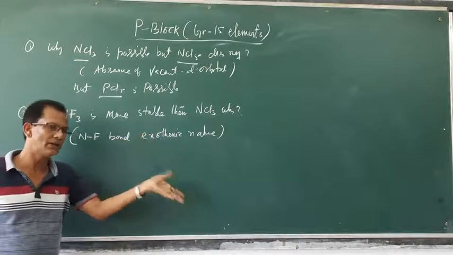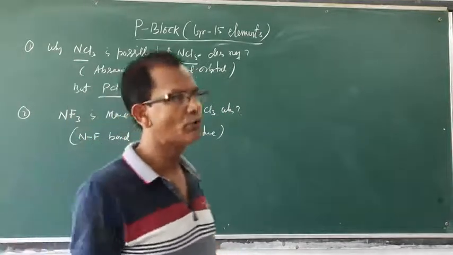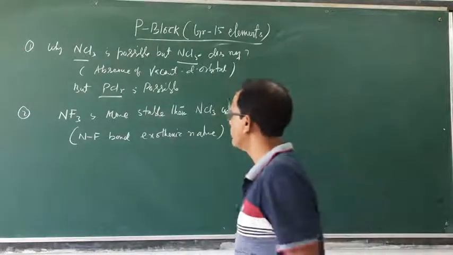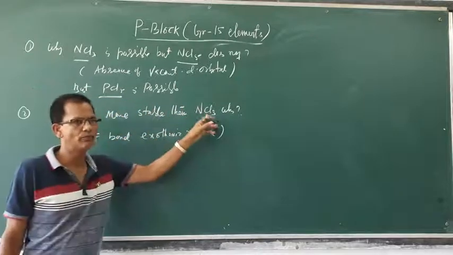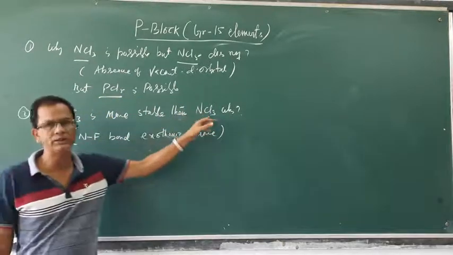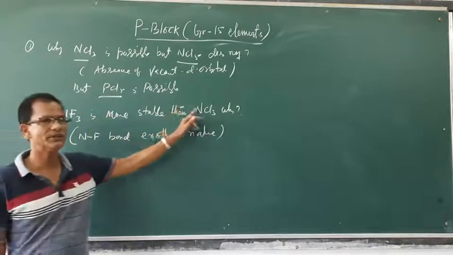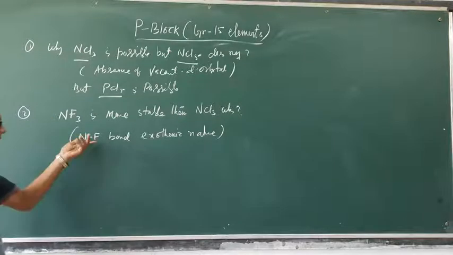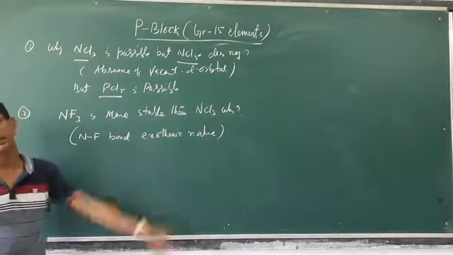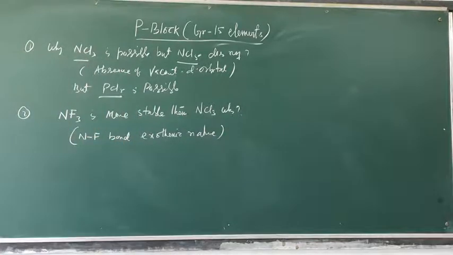More exothermic means the enthalpy of formation is more. Because we know if the enthalpy of formation is more, then the stability of the compound will be more. As this formation is exothermic compared to NCl3, more exothermic compared to NCl3, that's why NF3 is more stable than NCl3. This is the main important difference between the stability of NF3 and NCl3. Your answer will be the N-F bond is more exothermic than N-Cl. Means enthalpy of formation is more in case of NF3. That's why stability is more.